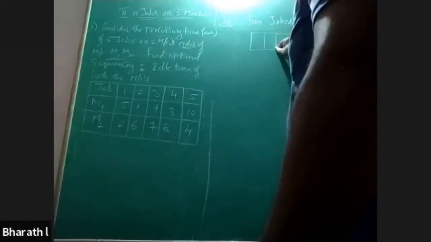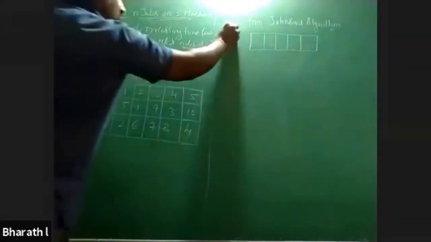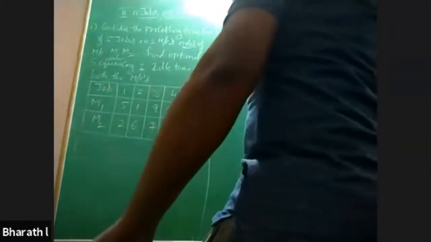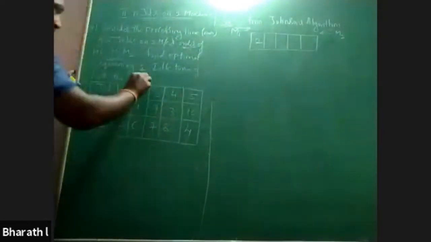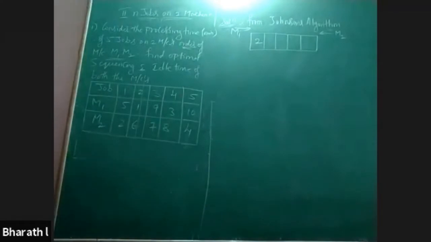From the Johnson algorithm, first construct a box having 5 jobs: 1, 2, 3, 4, 5. Since the order of the machines is given as M1, M2, here you write M1 and here you write M2. Next, for machine 1, the least time is for job 2, so here you write 2. Next, for machine 2, the least processing time is 2 for job 1. Here you write 1 and cancel it.